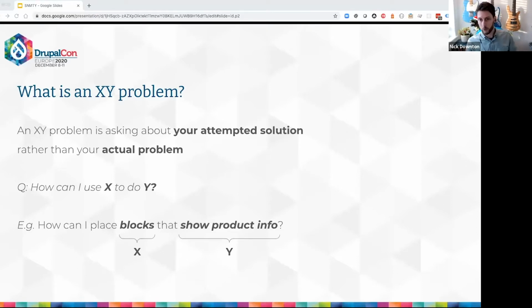So as a Drupal developer, I know that we could use views to achieve this as well. And that could be a much better approach because there's a level of automation that we can put into it, and we can set all sorts of rules. It's a lot less hands-on. Someone doesn't have to go in and place a block for every single product. So until I actually know what problem they're trying to solve, I can't understand what needs to be done.